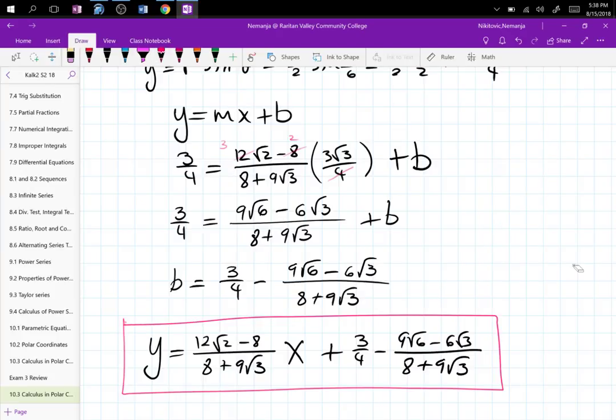Just a positive slope. It is a positive slope, yes. That's what it is. It's very good. It's a positive slope because 12 times root 2 is bigger than 8. Yeah, so it's a positive slope.